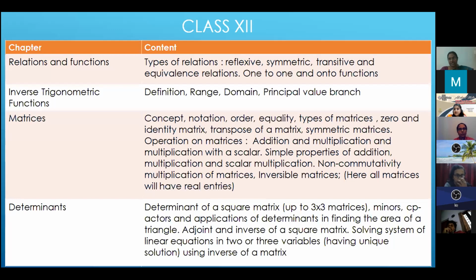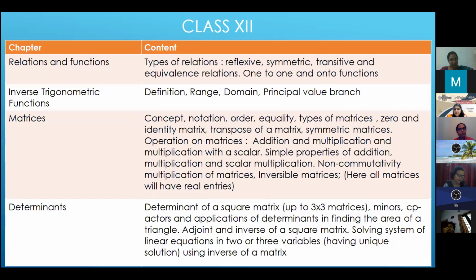Relations and functions. Types of relations: reflexive, symmetric, transitive, one-one and onto. These all things are the equivalence relations. For equivalence relations, they have given too much specification. Then one-one and onto functions. But the last part is not there, that is binary operations and composite functions. This last part is not there.